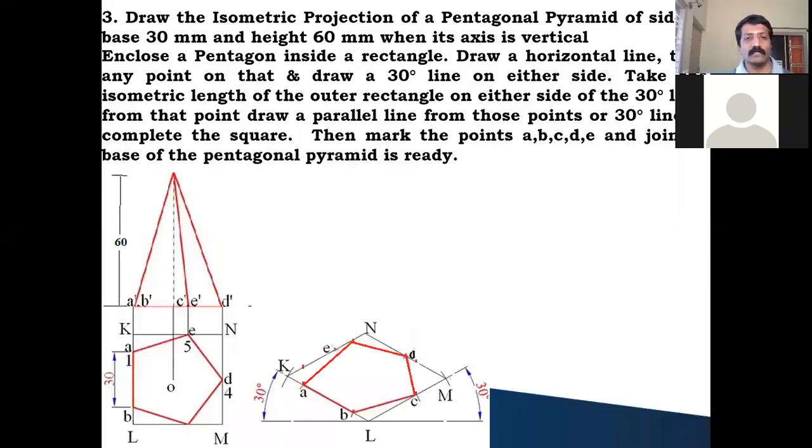Okay, once again, good morning. In the last class, we discussed the isometric projection of the pyramids. Two pyramids we discussed, that is a square pyramid and the rectangular pyramid. So today we'll discuss three more exercises.